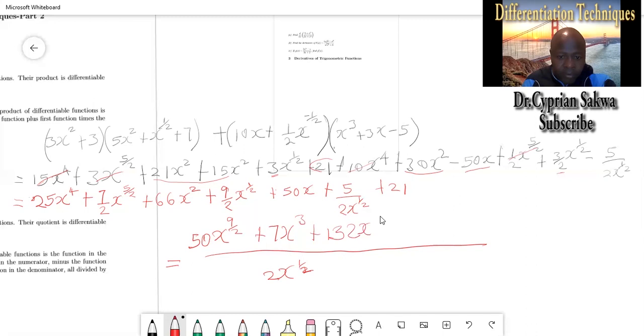x raised to 5 over 2. And then of course this one will give us, and it was negative. It was negative 50. I can see it was negative 50, not positive 50. So this one is supposed to be negative. It was negative from this point.